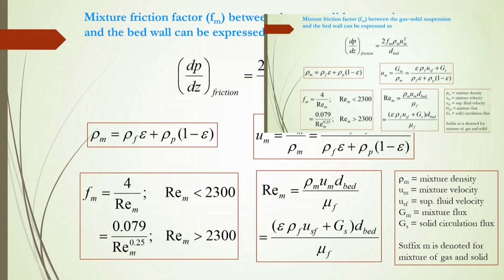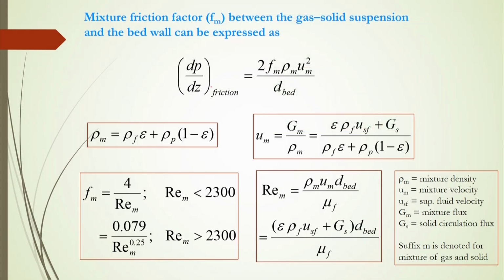Now, that will be represented by m. So, as per the Fanning equation, this dP by dz friction will be equal to 2 Fm into rho m into um square divided by bed diameter. In this case, Fm is nothing but the friction factor by considering the mixture of gas and solid or liquid and solid. Rho m is the density of the mixture of gas and solid, and here um is nothing but the mixture velocity of gas and solid or fluid and solid.